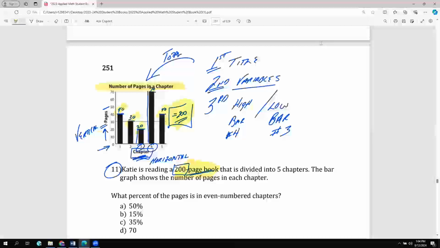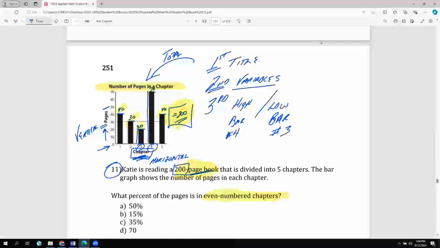So as you can see now, this question is, what percent of pages is in even number chapters? So now here's the question itself. I'm looking for even number chapters and I'm trying to figure out how many pages are in those even number chapters. Go ahead and pause the video and see if you can figure out what percentage of pages are in even numbered chapters. Go ahead and pause now. All right. Did you do it? Okay, let's come on back.